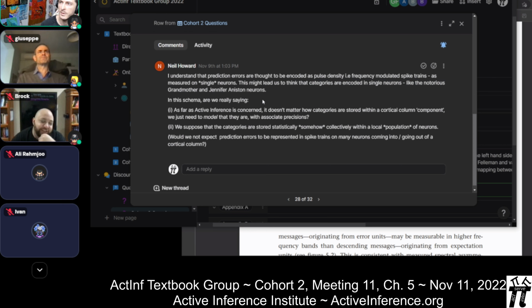In this schema, are we really saying, 1. As far as ActInf is concerned, it doesn't matter how categories are stored within a cortical column component, we just need to model that they are with associated precisions. 2. We suppose categories are stored statistically somehow collectively within a local population of neurons. Would we not expect prediction errors to be represented in spike trains on many neurons coming into or going out of a cortical column? All right, there's many ways to explore this question. Who wants to give a first thought?